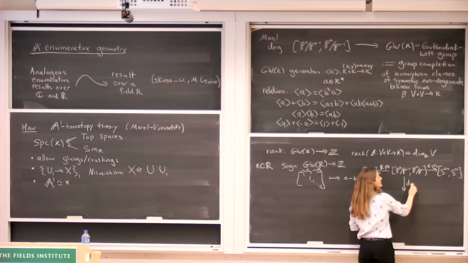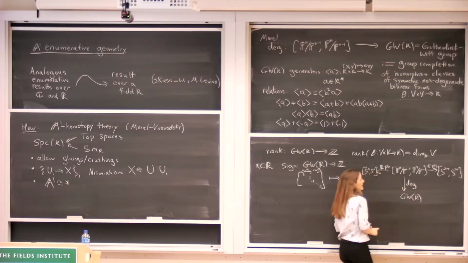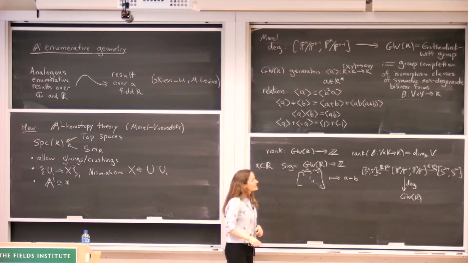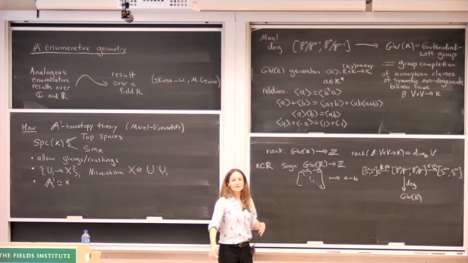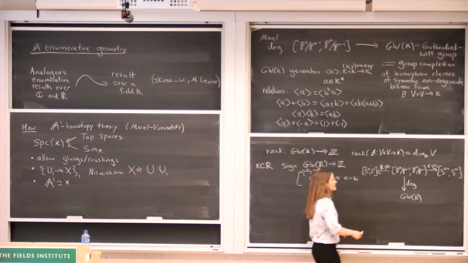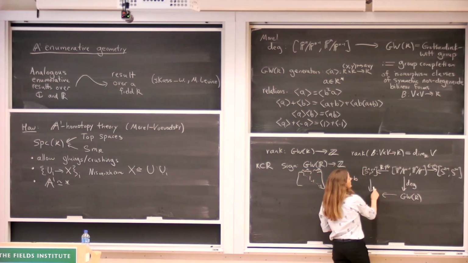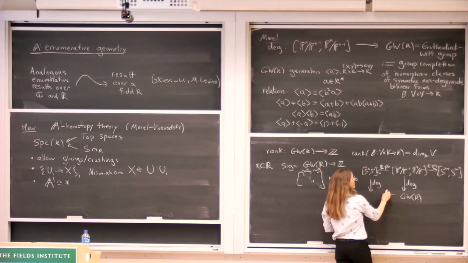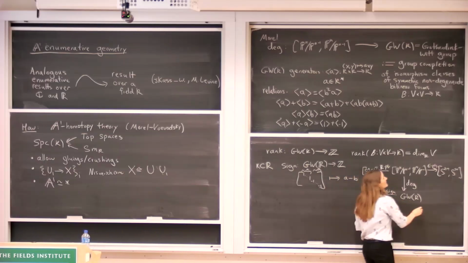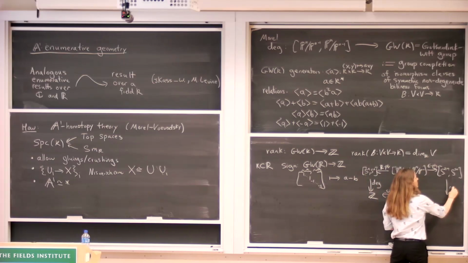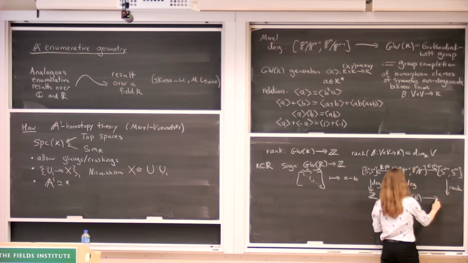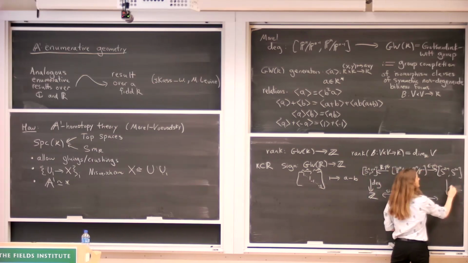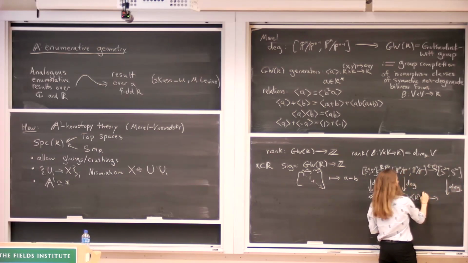And here's Morel's A1 degree going to the Grothendieck-Witt group of K. Let's say K is in R, so we can take R points. And then the topological degree of the R points will be the signature of the A1 degree. And the topological degree of the C points will be the rank of the A1 degree.